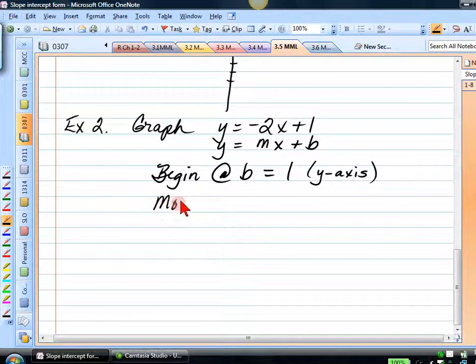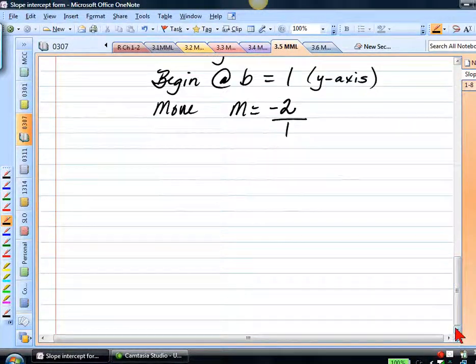Then I'll move according to the slope. What are the slope instructions? It's negative 2, and I need a denominator over 1. Anytime you don't have a denominator, just put a 1 down there. Now, it's rise over run. The rise is negative 2, which means what? Go down 2. The run is positive 1, which means go right 1.